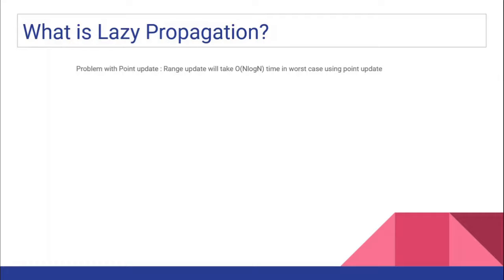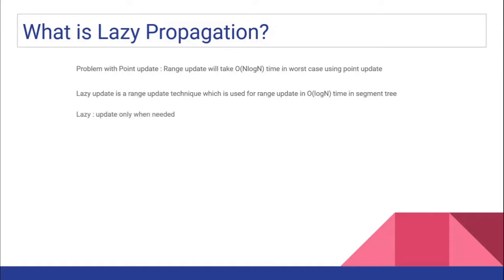Now, if you use point update n times, of course to update one element it takes log n time. So there are n elements in the worst case, so range update using point update can be as costly as n log n, which is too much. But if we use the lazy propagation technique for range update, the same range can be updated in at most log n time. The main idea of lazy propagation is to update only when needed. I'll show you how this works.